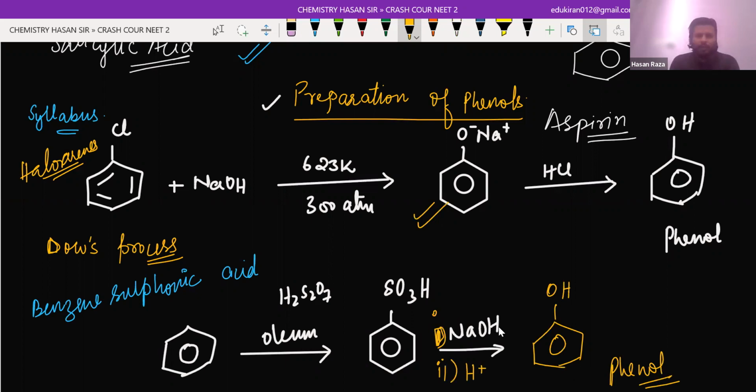If you want to write the intermediate between these two, that means if you react this benzene sulfonic acid with NaOH, you will get O negative Na positive, and Na positive. Then after applying H plus, you will get phenol. Okay, so please do write it.